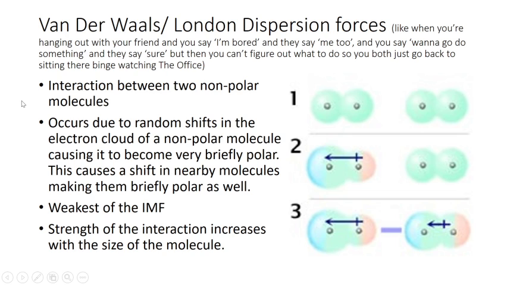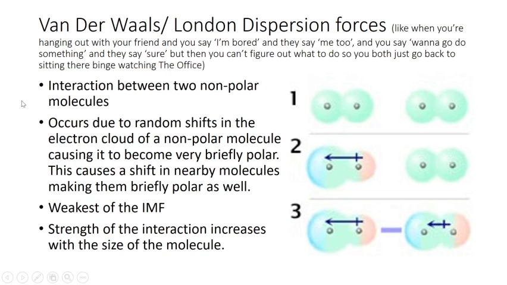So in this one, right, interactions between two nonpolar molecules. So it's two nonpolar molecules that are interacting. And this one occurs due to random shifts in the electron cloud of a nonpolar molecule, causing it to become very briefly polar. This causes a shift in nearby molecules, making them briefly polar as well. And then they go back to being nonpolar. So this is the weakest of the intermolecular forces.